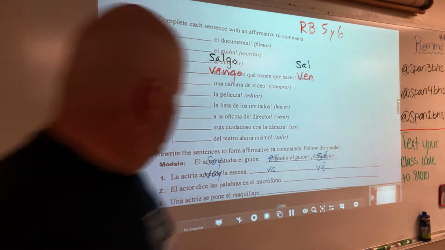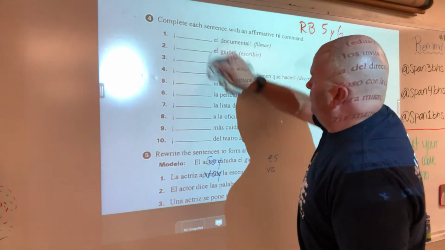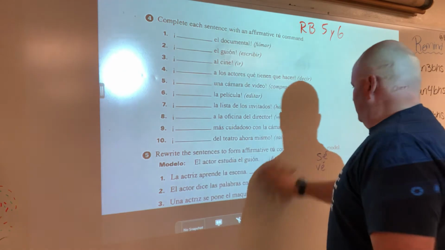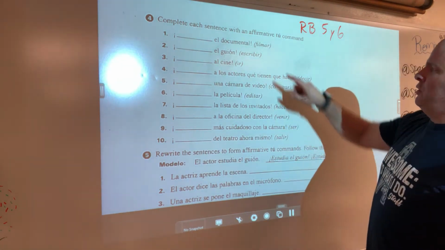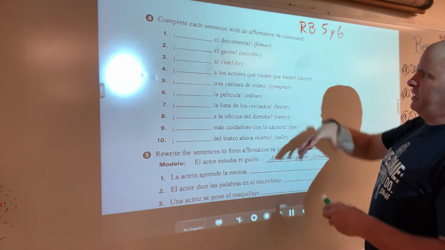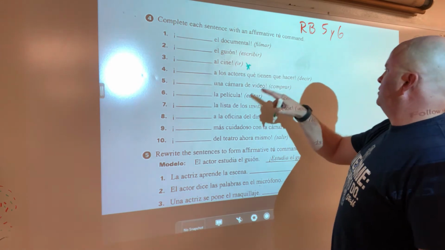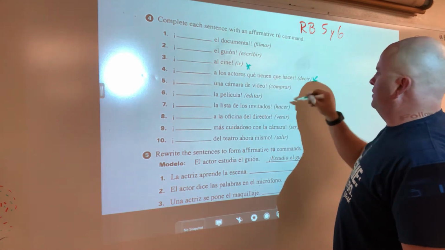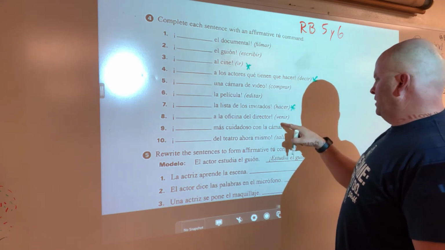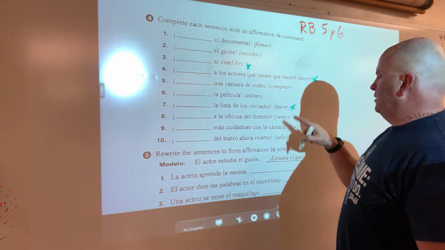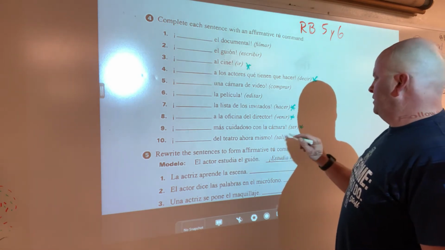Okay. Actividad 4. All right. Notice we have a few of these. We kind of intermixed the regulars and the irregulars. This one is irregular, ir, so you need to use your list. Decir is irregular, comprar is good, editar is good, hacer is irregular, venir, yeah, that's irregular. I'm trying to think. Ser is irregular, salir is irregular.